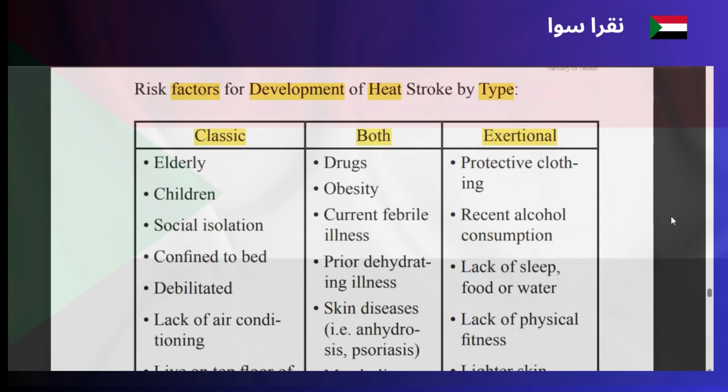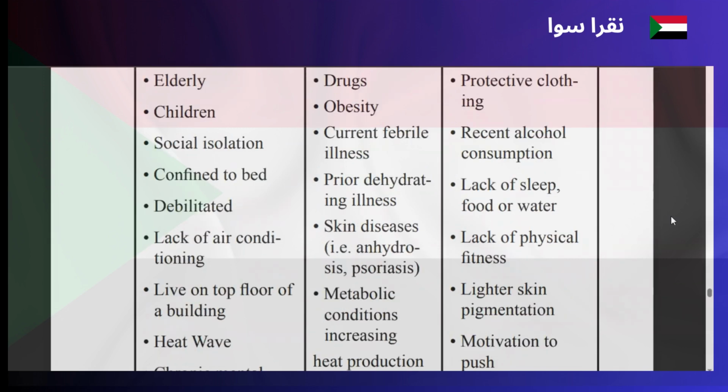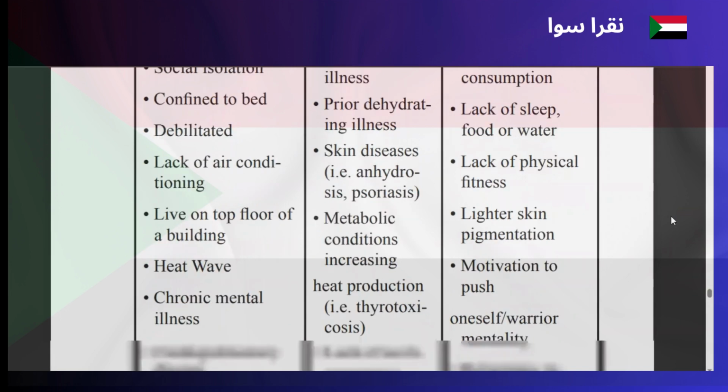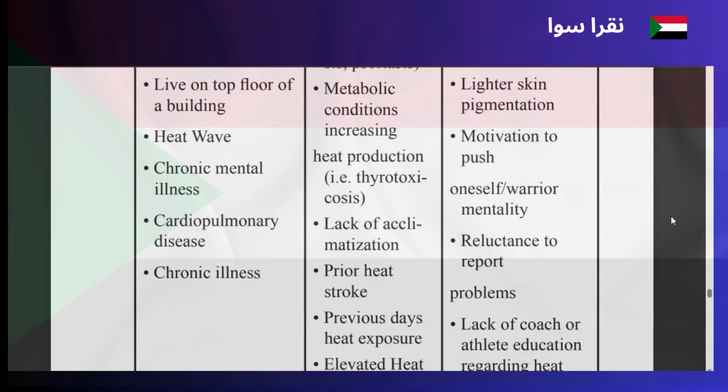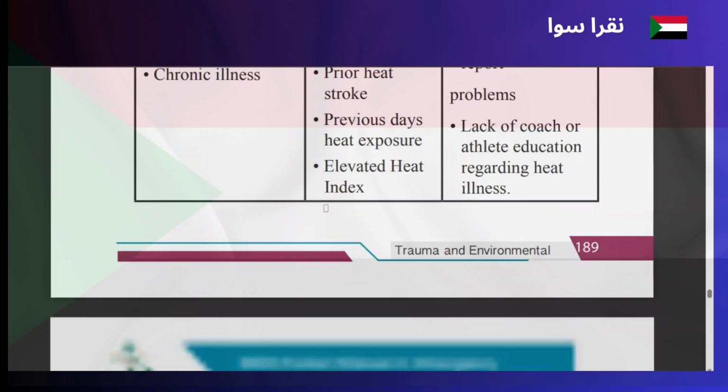The exertional type: protective clothing, recent alcohol consumption, lack of sleep, food or water, lack of physical fitness, darker skin pigmentation, motivation to push on, self-warrior mentality, reluctance to report problems, or lack of coach or athlete education regarding heat illnesses.